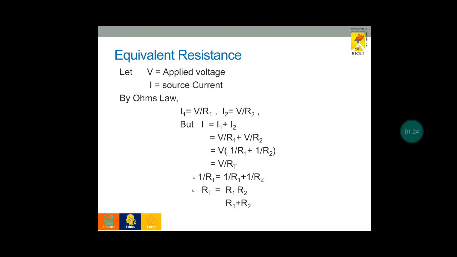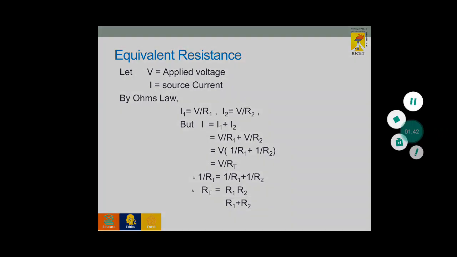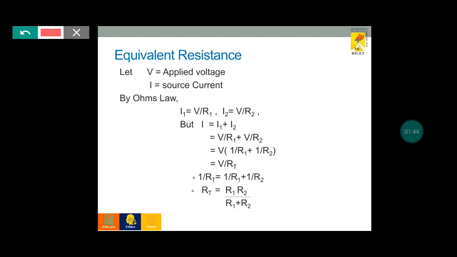Equivalent resistance: we are going to find the equivalent resistance of the parallel circuit. Let V equal the applied voltage and I equal the source current. We know by Ohm's law I equals V by R. So in this case, I1 equals V by R1 and I2 equals V by R2. But I equals I1 plus I2.